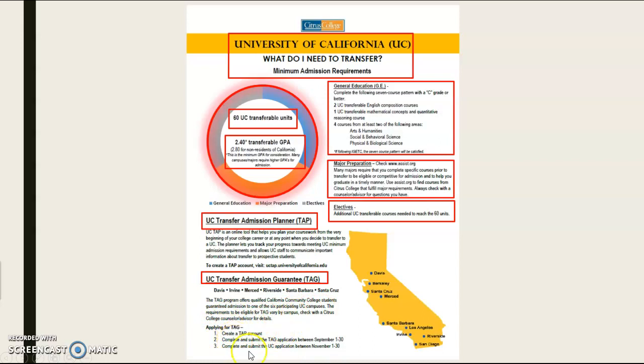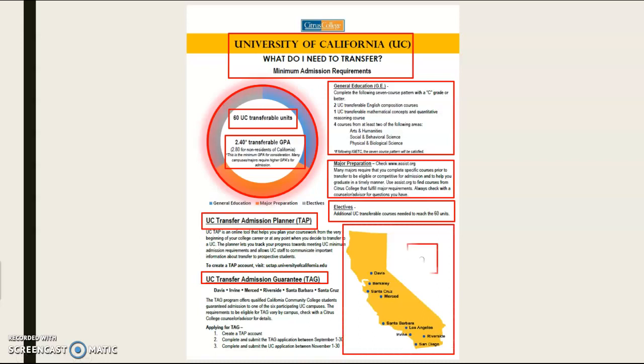In order to apply for TAG, you have to create this TAP account that I mentioned, and then apply for TAG during the month of September, in addition to the UC application in November. Requirements vary for TAG for each campus, different GPA requirements, different deadlines to complete courses. Some majors are applicable, some majors are not applicable. Make sure you research TAG, where it'll give you information about their guarantee program.